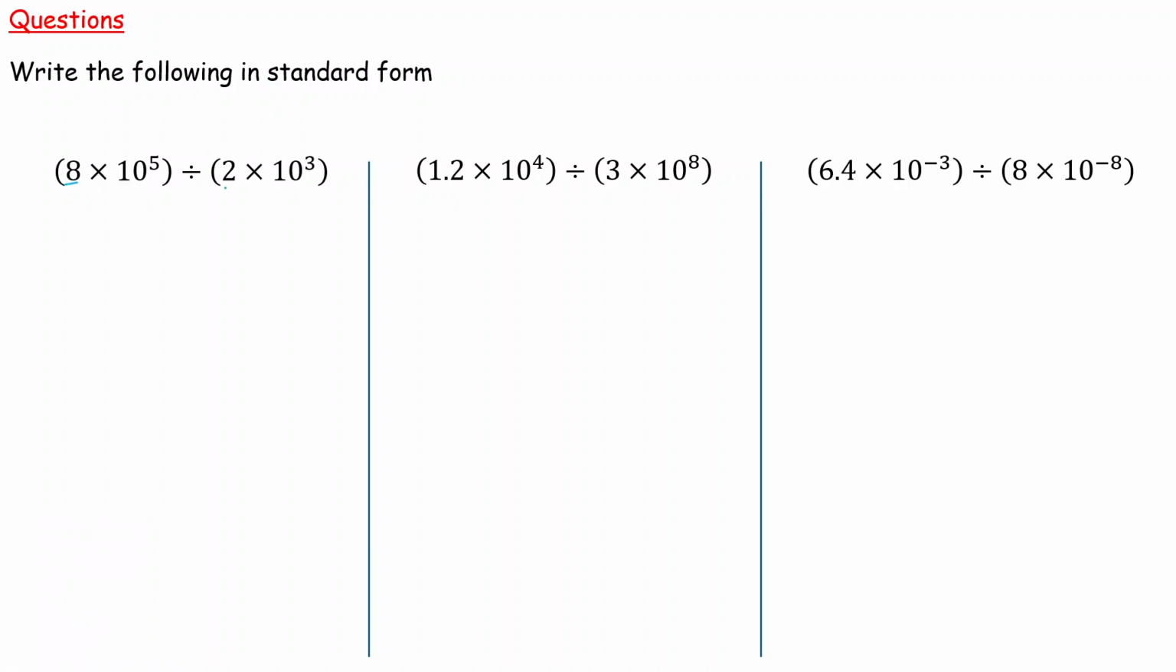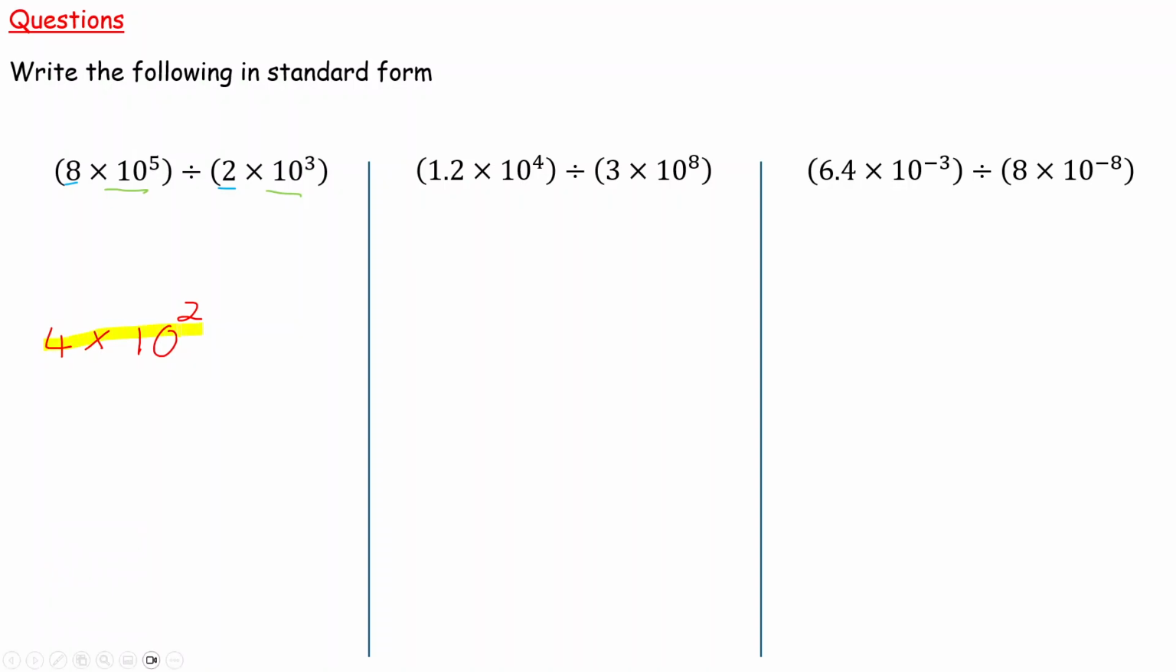So we've got 8 divided by 2 to begin with as our number part, and then we've got 10 to the 5, and we're dividing by 10 cubed. This one is quite straightforward, because we're just doing 8 divided by 2, which is equal to 4. We're timesing by 10 to the 5 divided by 10 cubed. Take away the powers: 5 take away 3 is equal to 10 to the power of 2, 10 squared. So that is your answer for the first one.